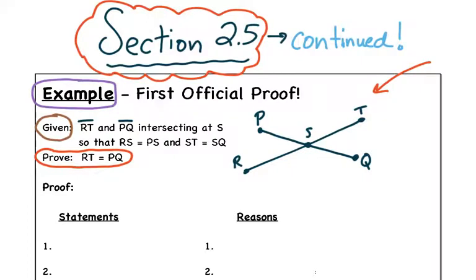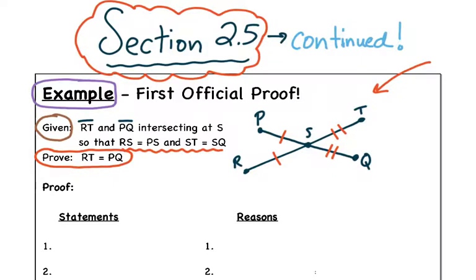Okay, now because we have a diagram, folks, we should always take our given information and mark our diagram with little congruent marks so that helps us see things. So I know that RS is equal to PS, or RS and PS are congruent, and then ST and SQ, which are two different sets, so I'm going to use two different little dash marks. All right, so that helps to see.